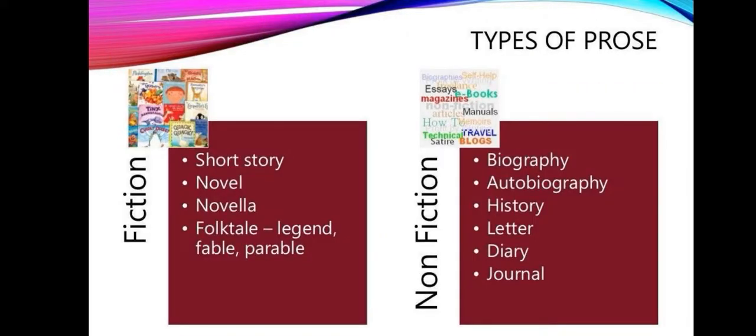So, the first type of prose is fiction, which has examples of short story, novel, novella, folktale, legend, fable, and parable. And the next one is non-fiction: the biography, autobiography, history, letter, diary, and journal. The fiction is more on imaginary, and the non-fiction is the real events of life.